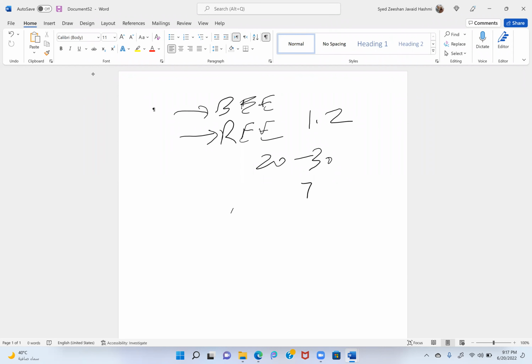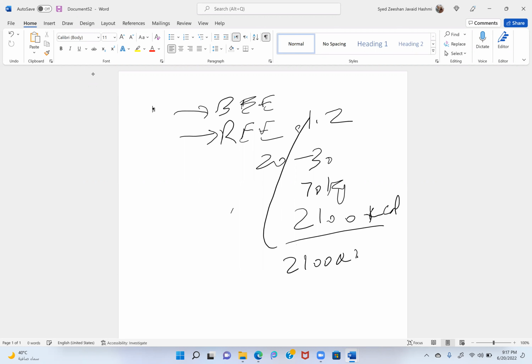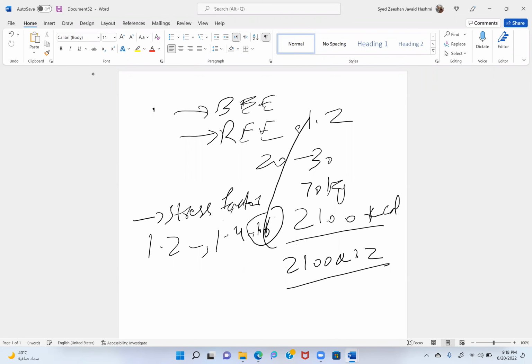If you calculate 70 kg with 20 to 30, it will be 2100 kilocalories, and then you will multiply by 1.2. The third thing will be the stress factor. According to the surgical stress, it will be 1.2 to 1.4 to 1.6. For severe stress, usually ICU ventilated patients, it is 1.6. So the number which you achieved, you will multiply with 1.6. For example, just to simplify, you get a figure of 3,000.